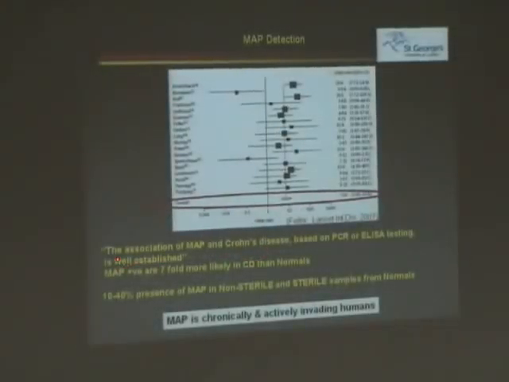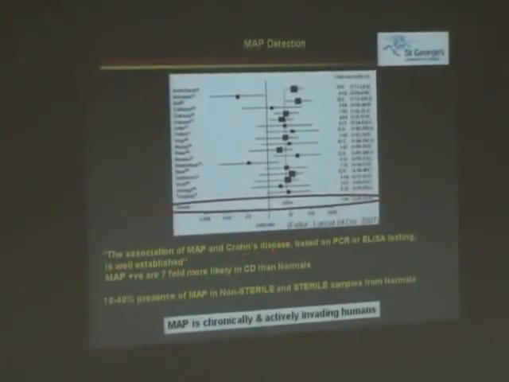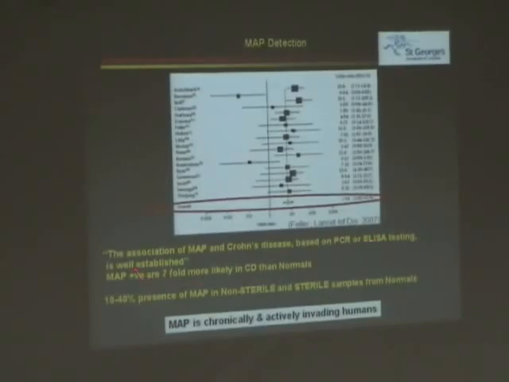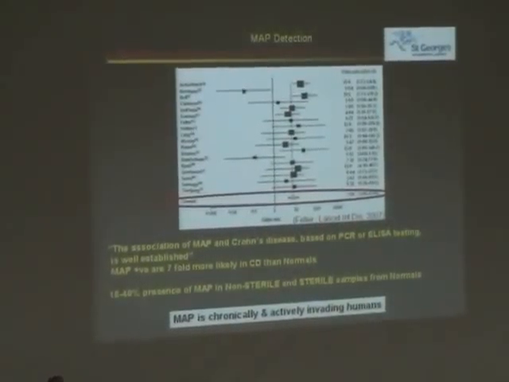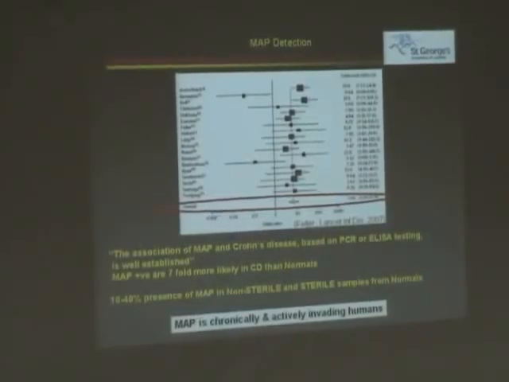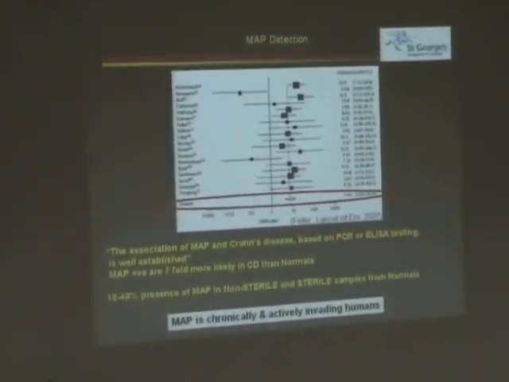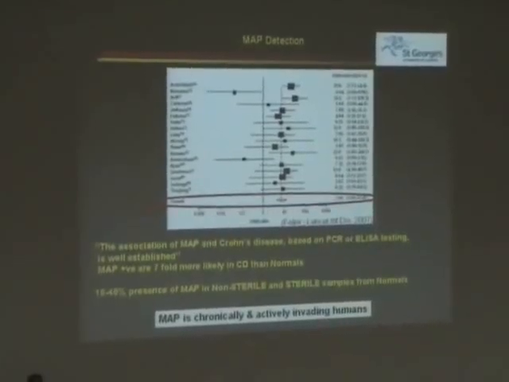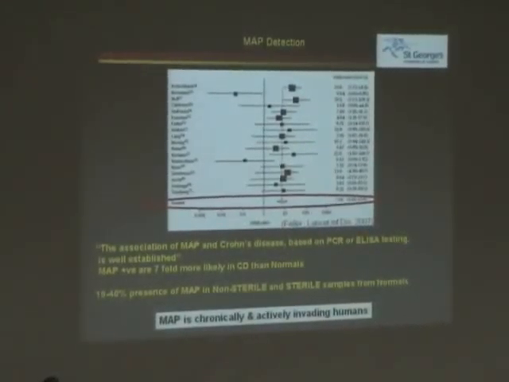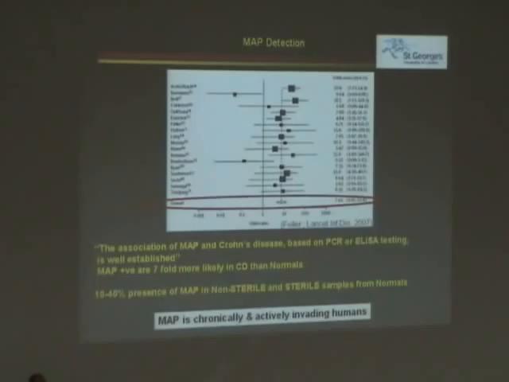A meta-analysis decided that paratuberculosis in Crohn's disease, based on PCR and ELISA, is well established, perhaps seven times more likely, despite all the problems that we've had. So paratuberculosis is more likely to be in Crohn's patients if we use the right tests and do it the right way. Even up to 80% of Crohn's patients can be found as MAP positive, but 40% of non-Crohn's patients, normal patients, can also be found as MAP positive.